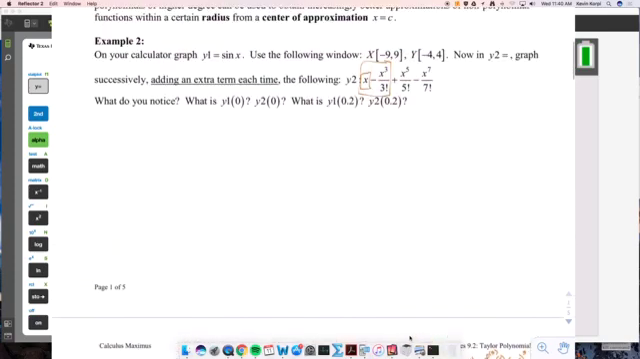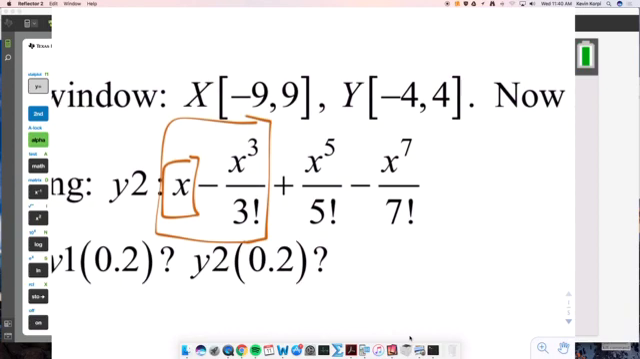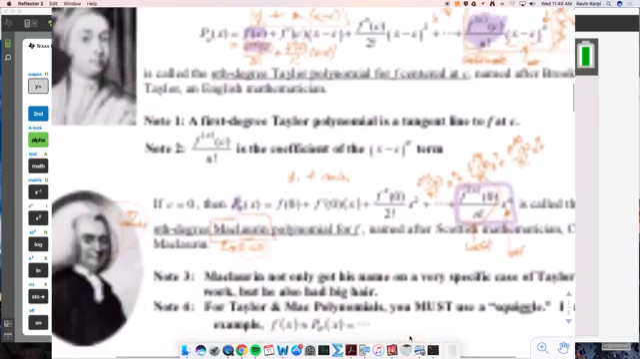Let's see where these terms come from, shall we? Where do these terms come from? Not from France, but from Britain. They come from Taylor. They come from Brook Taylor or Colin Maclaurin, either one, because we centered ours at 0. So let's go ahead and generate those terms.